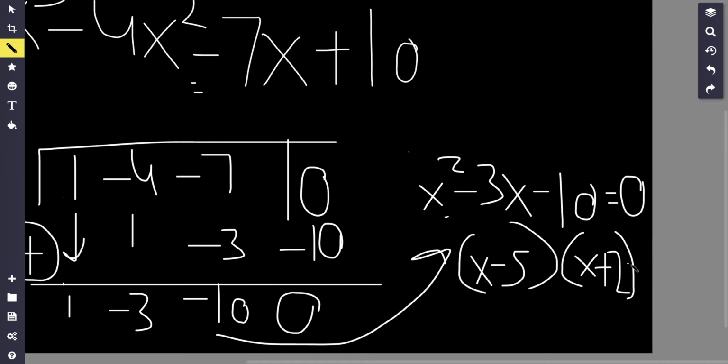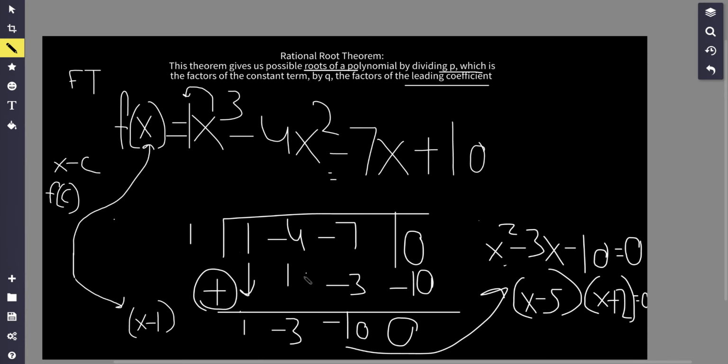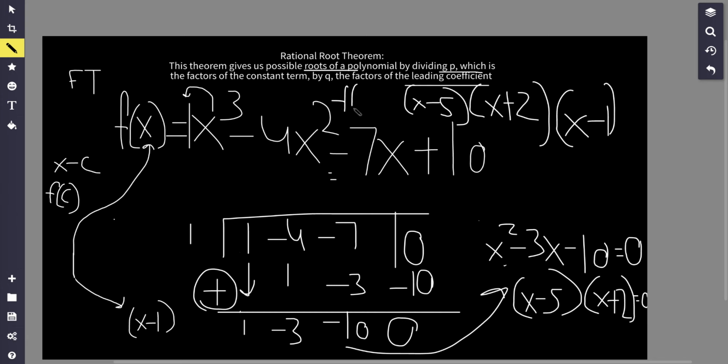And there we go. So that means that the factors of this polynomial are x minus 5, x plus 2, and finally x minus 1, right? So f of x is equal to x minus 5 times x plus 2 times x minus 1.